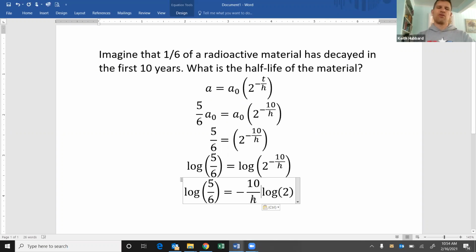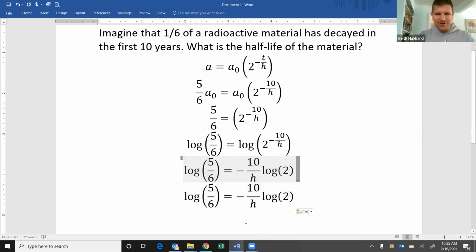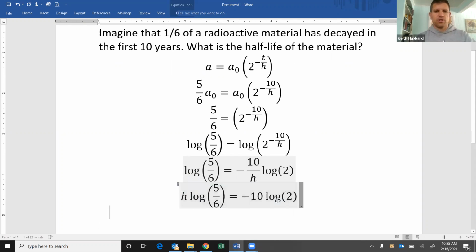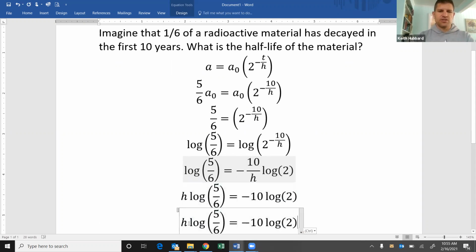Now, I really want to solve for something in the denominator. I'm going to clear denominators. The benefit of being on a computer is you can just paste away, right? I'm going to multiply both sides by H, or you could think about it as cross multiplying. Boom, I've got my H on the other side. Now I just want to solve for H, right? So I guess I just have to divide by log of 5/6, whatever that is, just a number.